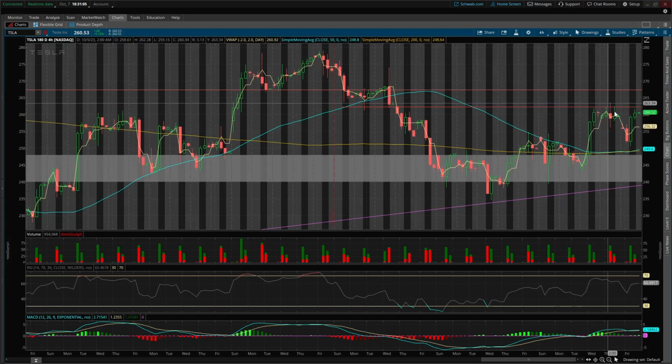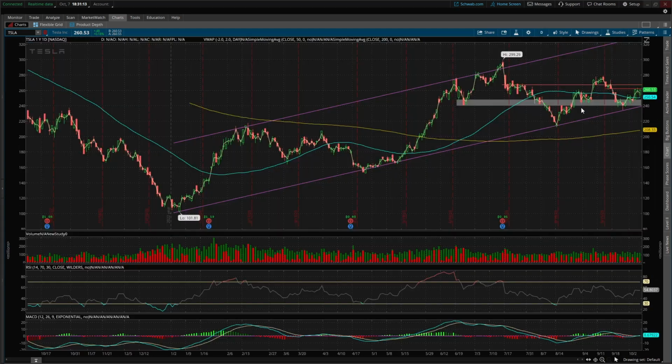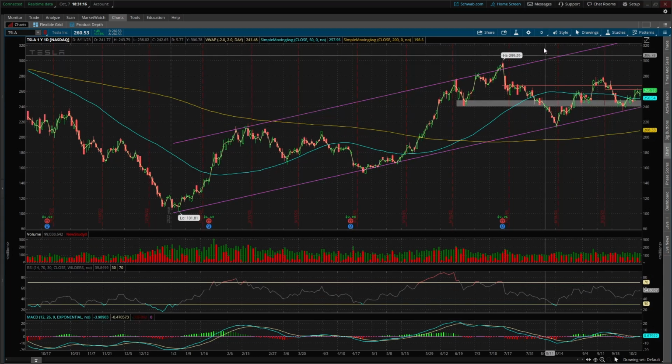With that being said, it's currently above the VWAP. See this very bullish candlestick right here. And I think I forgot to point out on the daily chart as well, you guys can see right here.